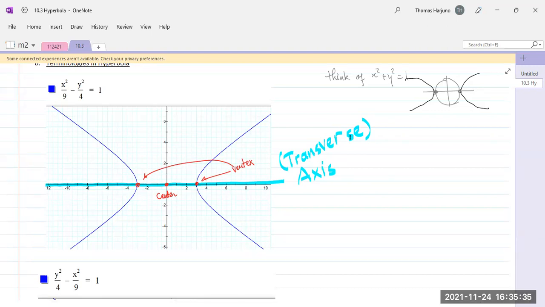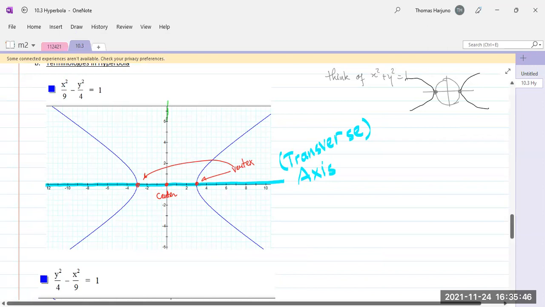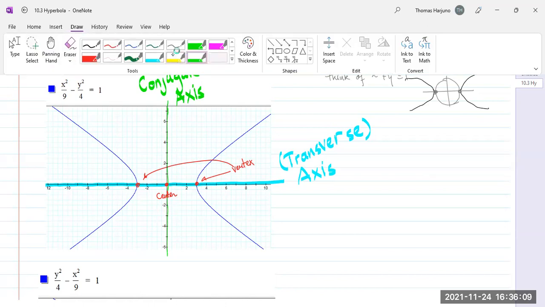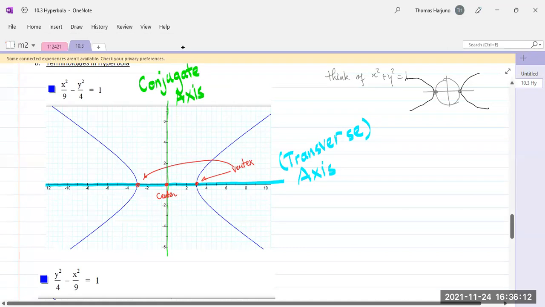Transverse axis, so I'm right. The one in highlight blue here is called the transverse axis, and the one in green is called the conjugate axis. Okay, now don't forget that the conjugate axis and transverse axis are actually the major and minor axis of the ellipse.